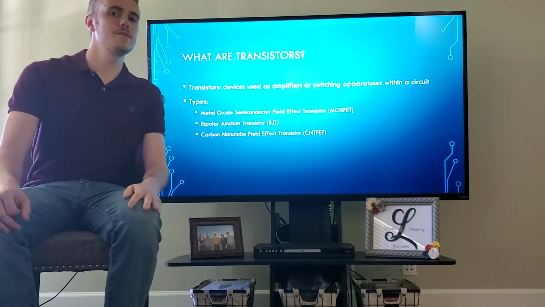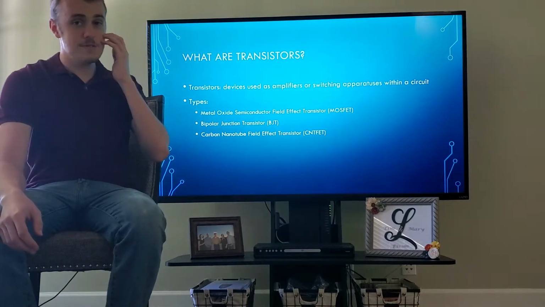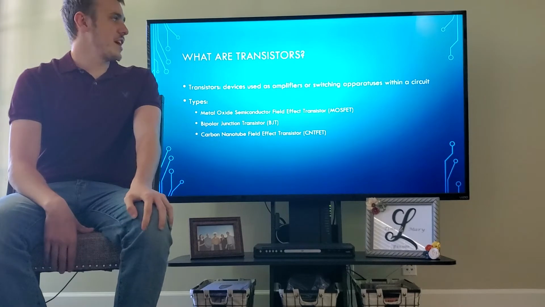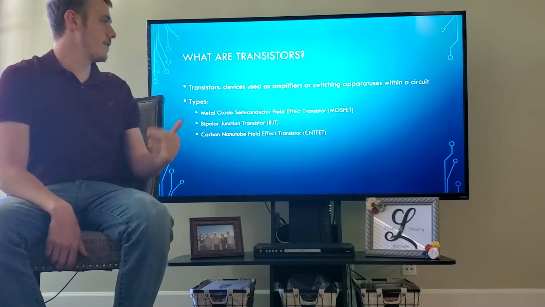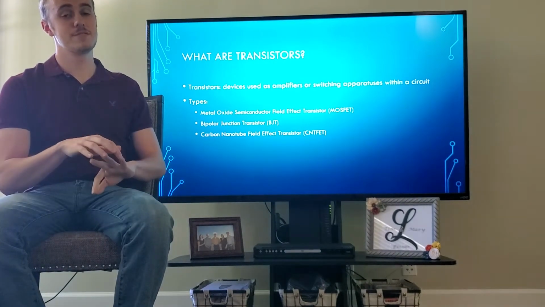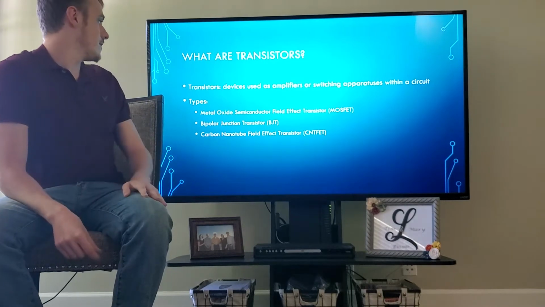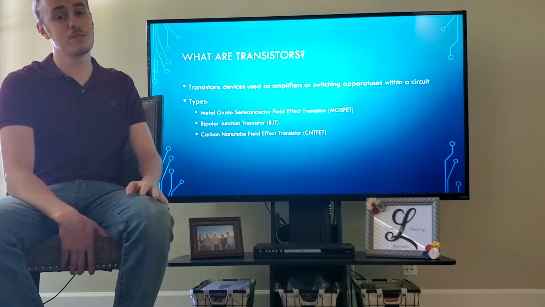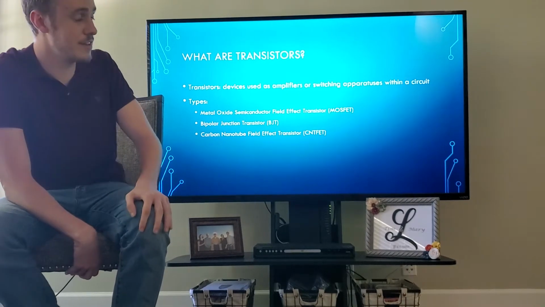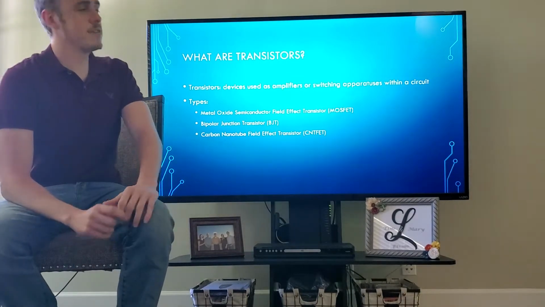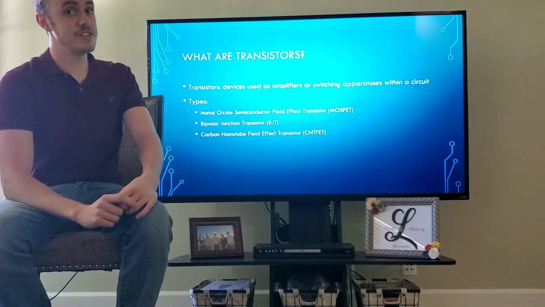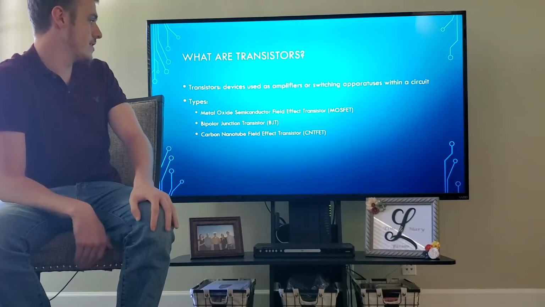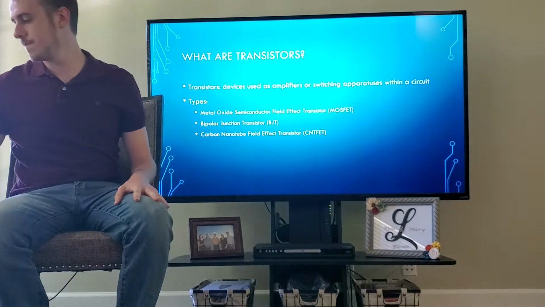So to start off, what are transistors? Transistors are devices that are used as amplifiers or switching apparatuses within a circuit. And there are three different types of transistors that we're going to be talking about. First, there's the metal oxide semiconductor field effect transistor, or a MOSFET as it is commonly referred to, a bipolar junction transistor, which is a BJT, and a carbon nanotube field effect transistor, or a CNT FET.